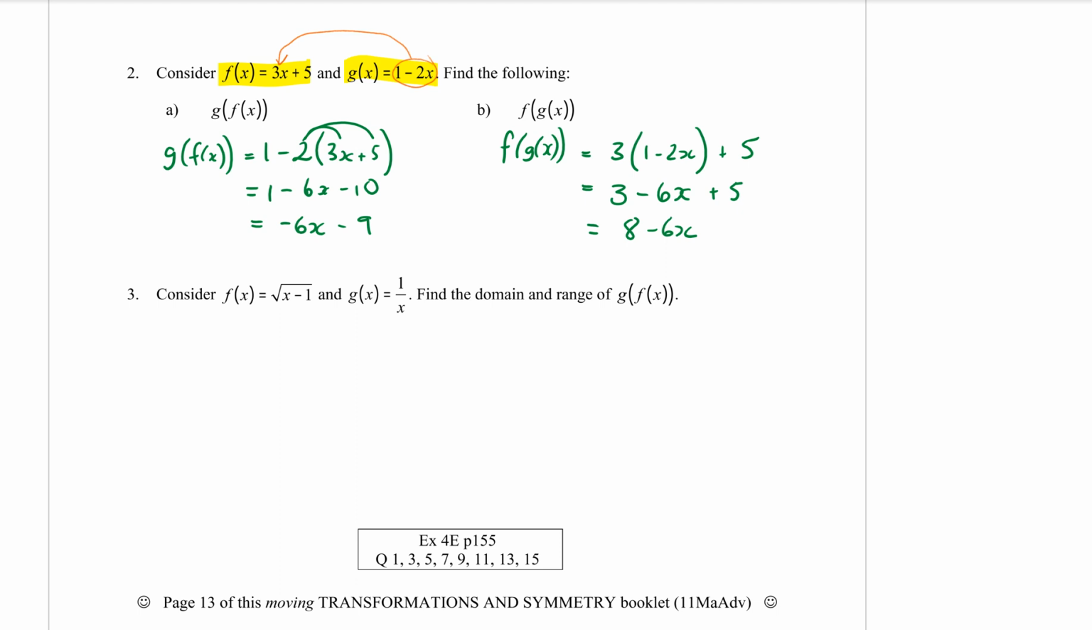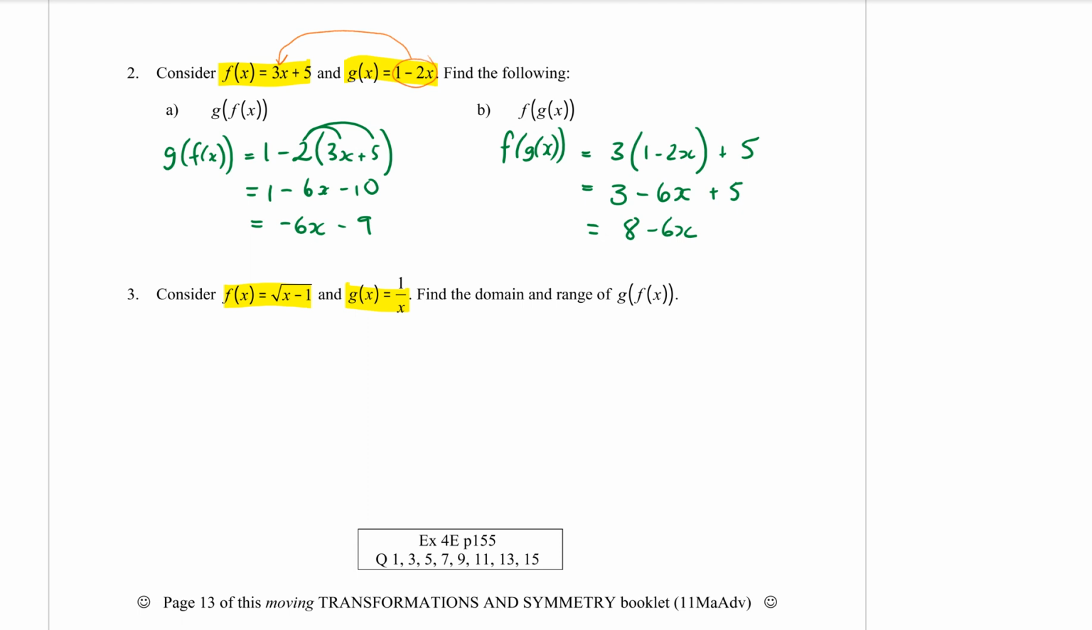Question 3, we have an f of x function and we have a g of x function, and we want to find the domain and range of the g of f of x function. Okay, the easiest way to do this, there is a couple of strategies. If you read through the examples in your textbook, they use a slightly different strategy perhaps, but I think this is the easiest way to do it.